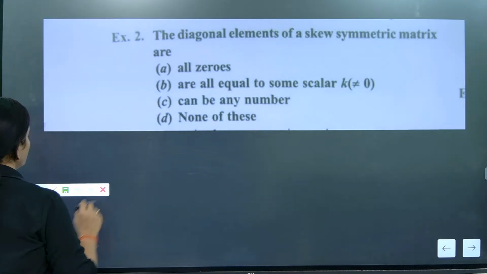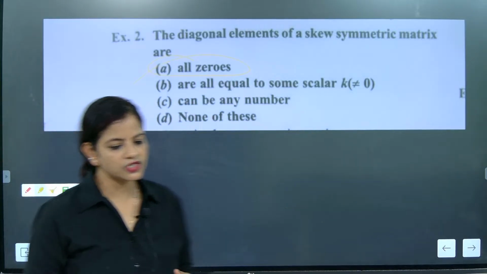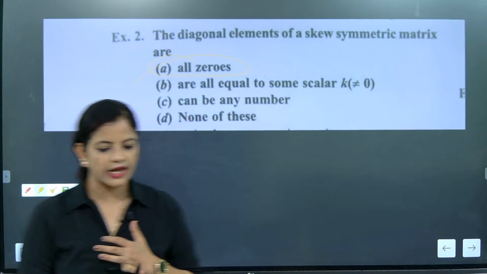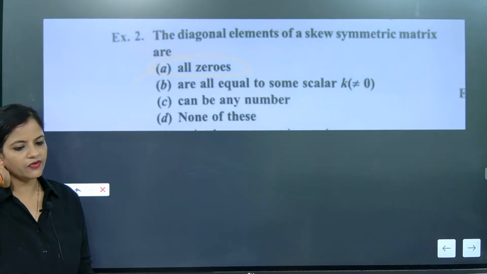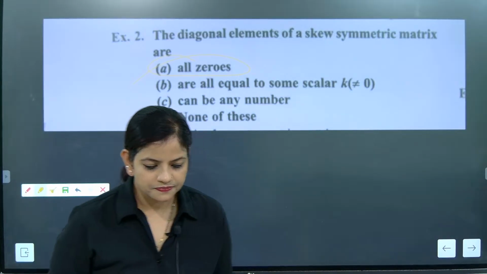Come on. That is all zeros. We have already done this question, and only one person has given me the answer. The diagonal elements of a skew symmetric matrix are all zero. Very good, Pradeep. We'll go for the next question, please.